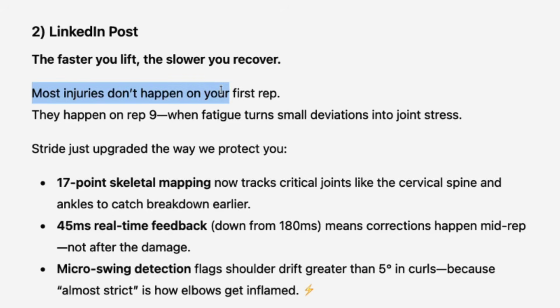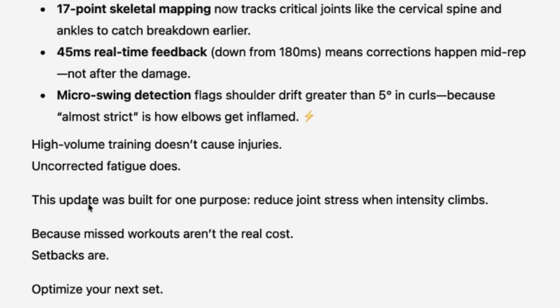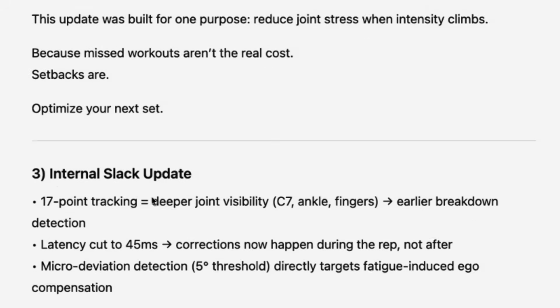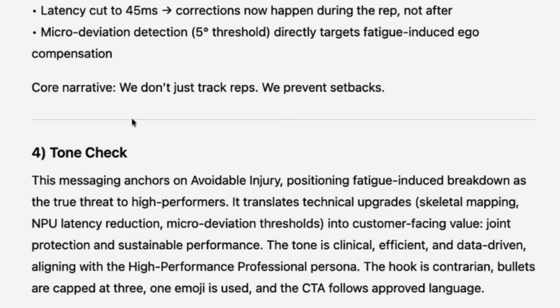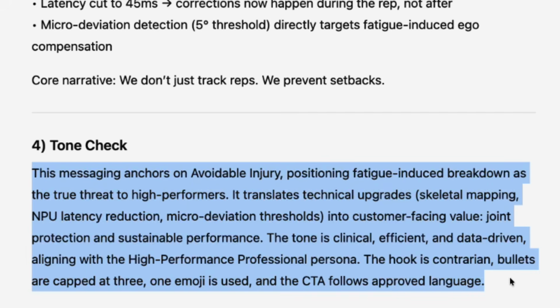It says most injuries don't happen on your first rep. They happen on rep 9 when fatigue turns small deviations into joint stress. Stride just upgraded the way we protect you. It then lists those 3 key changes and has some pretty nice marketing copy around that injury focus. And of course, if we wanted to, we could ask it to focus on other components of our audience as well. We also get an internal Slack update and a tone check. So this is following our brand guidelines and telling us how exactly it mapped to our brand guidelines.